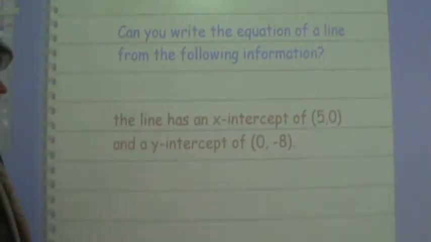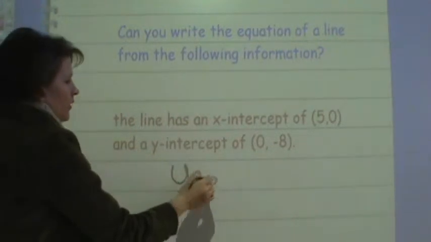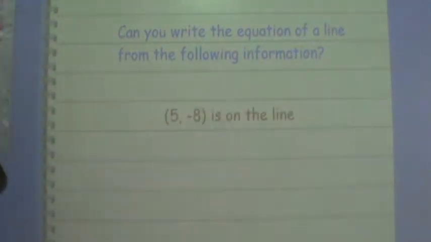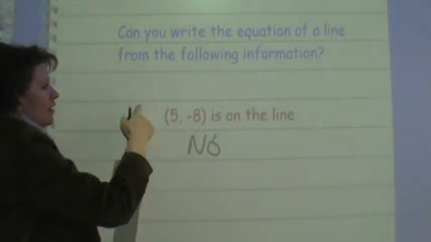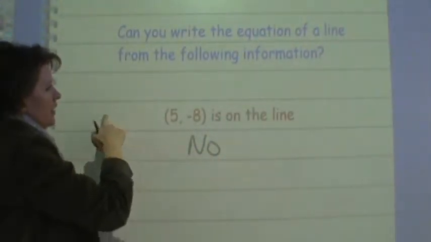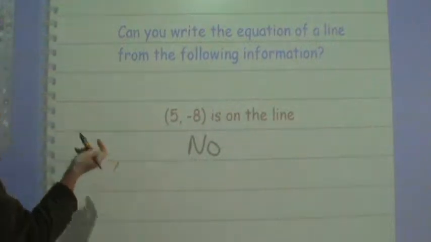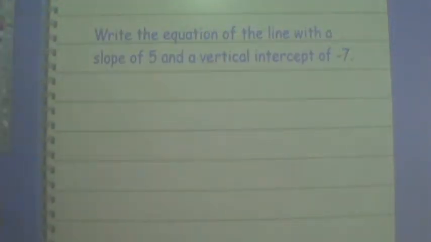If we have an x-intercept and a y-intercept, yep. We can write the equation of the line from that. If we have just 1 point, no. We either need another point, or we need an intercept, or we need a slope. We need something else to be able to write the equation.